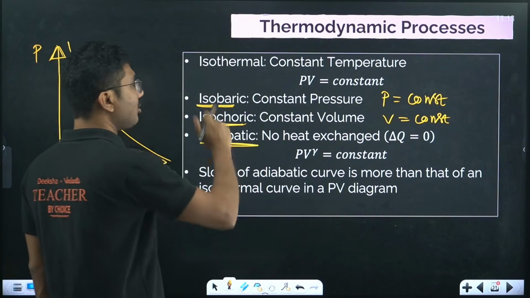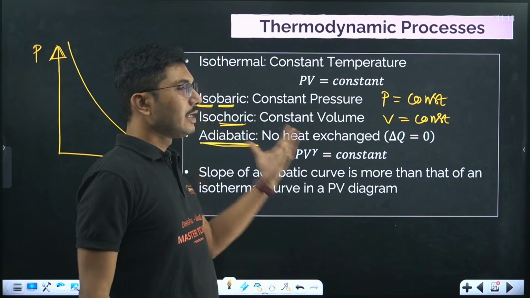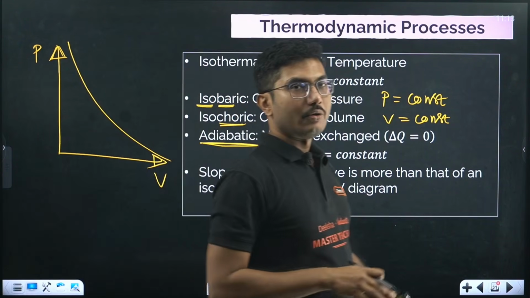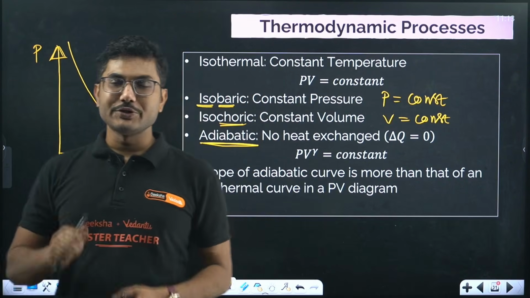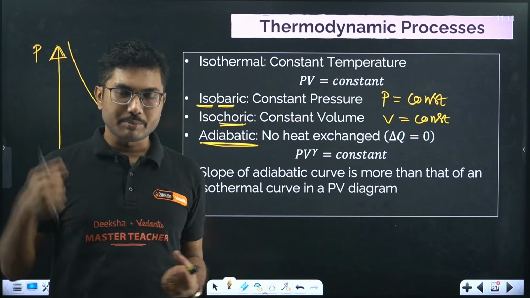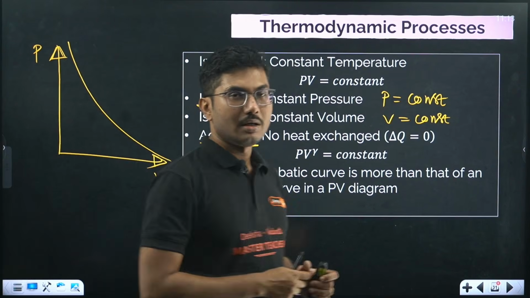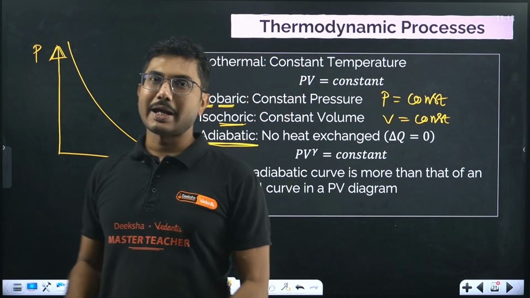Now apart from this, there is one more process which is adiabatic process. Adiabatic process is exactly opposite to that of isothermal process. Here no heat is exchanged. So what you do is, you have a gas. You are not allowed any external heat, but you just change the pressure or change the volume of the system by applying external force. Suppose suddenly you allow a gas to expand.